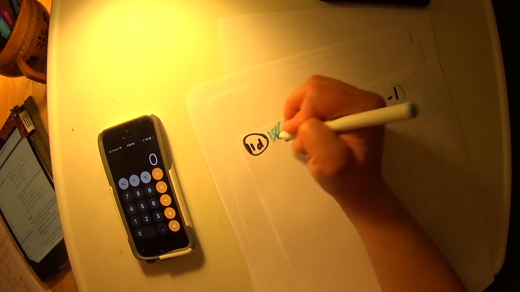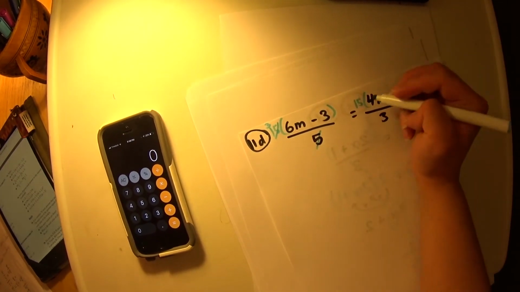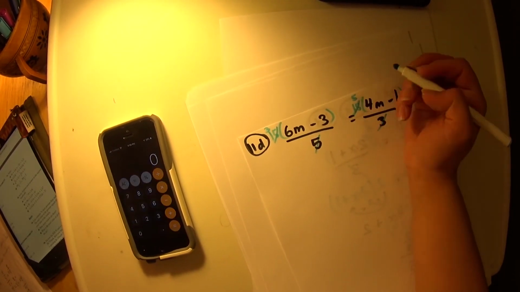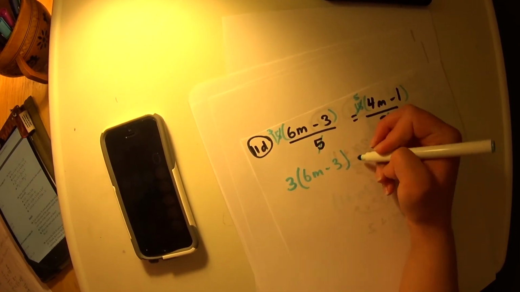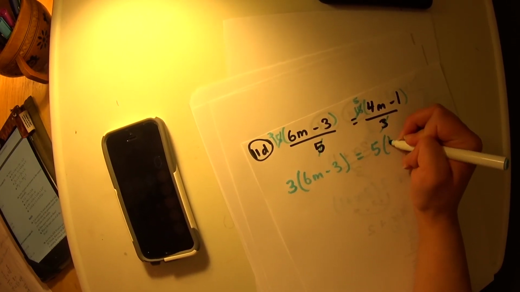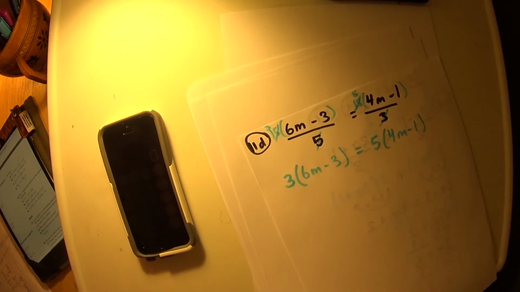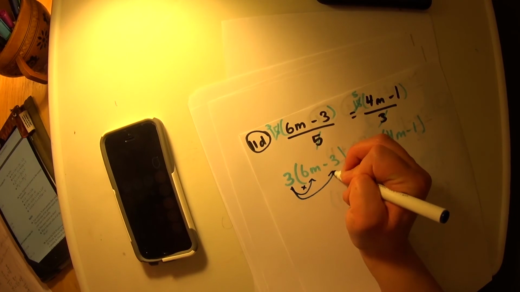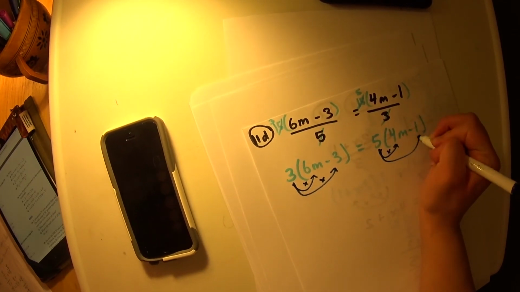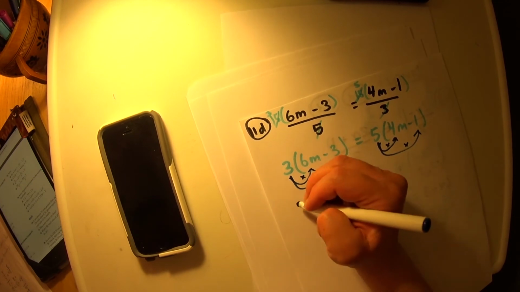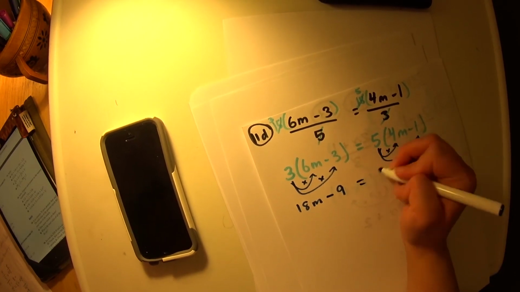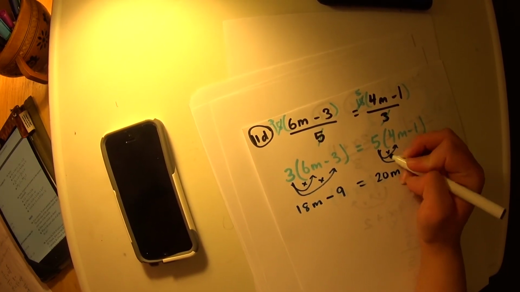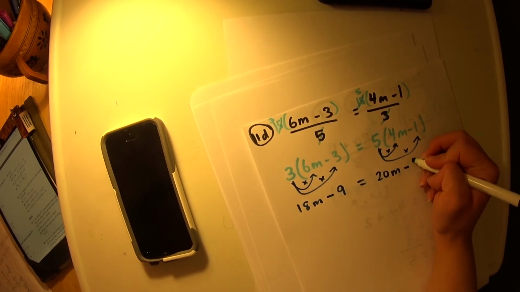15 divided by 5 leaves me with 3. 15 divided by 3 leaves me with 5. So here's what I'm left with: 3 times (6m minus 3) equals 5 times (4m minus 1). Next, get rid of the brackets using the distributive property. Multiply by the first term, multiply by the second term. 3 times 6, 18m. 3 times negative 3, negative 9. 5 times 4, 20m. 5 times negative 1, negative 5.